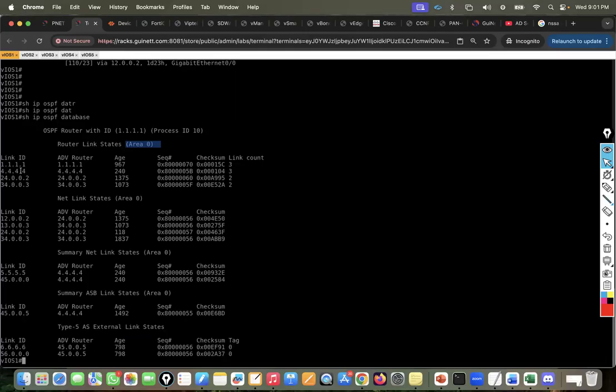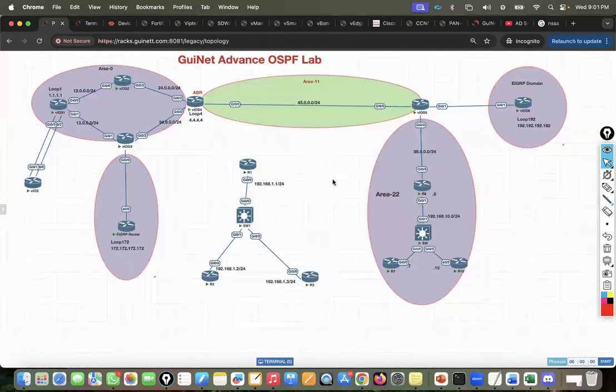But DR, BDR, LSA means especially DR. How many DRs do we have? 4 DRs we have, right? Yes. Every link has one, so that's why we have the 4 DRs here. You can see. And why is this route advertised? Prefix 5 and 45? Where is 45? This is the 45 and here is the 5. The loopback, right? Yes.